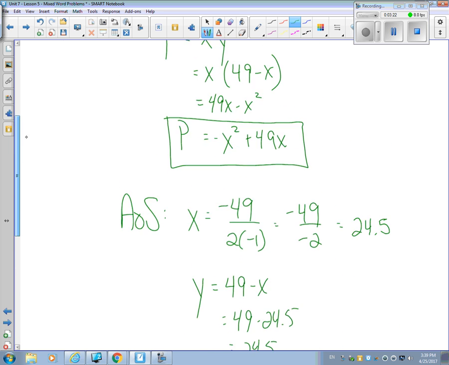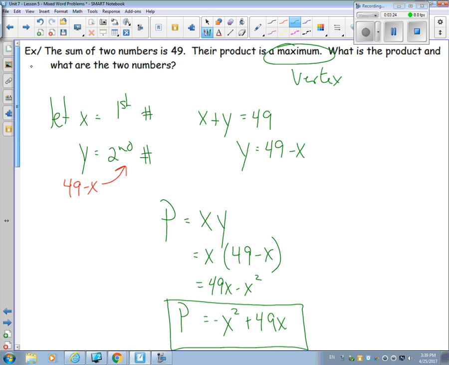Some keys to point out to you. Try to work with one variable if you can. We knew a relationship. We knew they added up to 49, but it made it easier to talk about them both in terms of one variable, just the x. So that allowed us to replace in product. Again, we were asked about a keyword, a maximum. That tells us to use axis of symmetry and plug it back in.